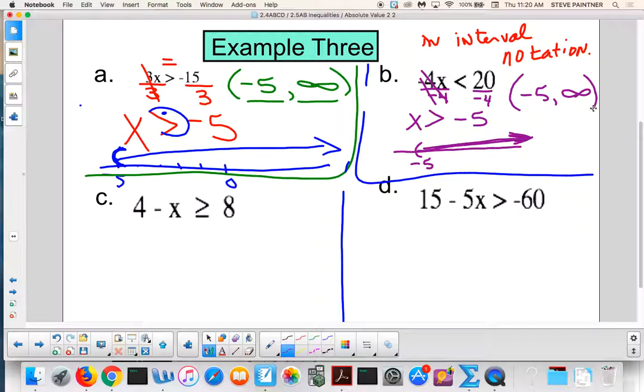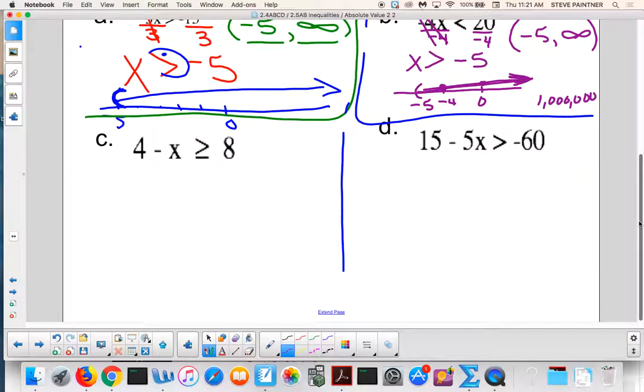Go ahead, Morgan. Give me one answer. -4. Is he right? -4 would sit right about here. Is -4 a solution? Yeah. Is 0? Yes. Is anything that's a million going to work? Yes, a million would work. It's way back there, but it works. Okay? Do the next 2.